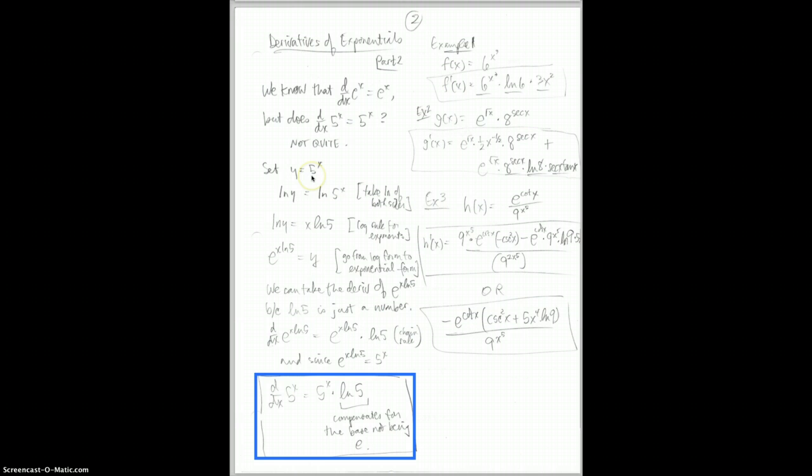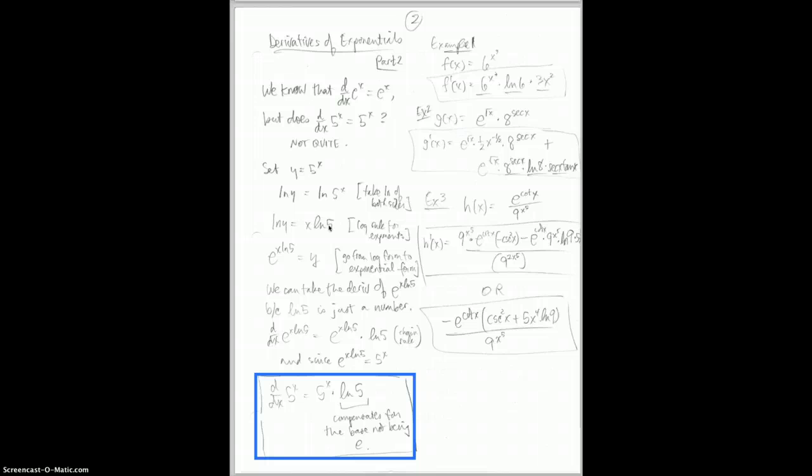Set y equal to 5 to the x, the function we're using. Take the log of both sides, log base e. Then you have to remember your log rules to do well in this part of your calculus class. There's a rule that says the log of something to a power, the power comes down. So what you get is the ln of y equals x times the ln of 5. Haven't done any calculus yet. That's just a log rule from Algebra 2 and Pre-Calc.